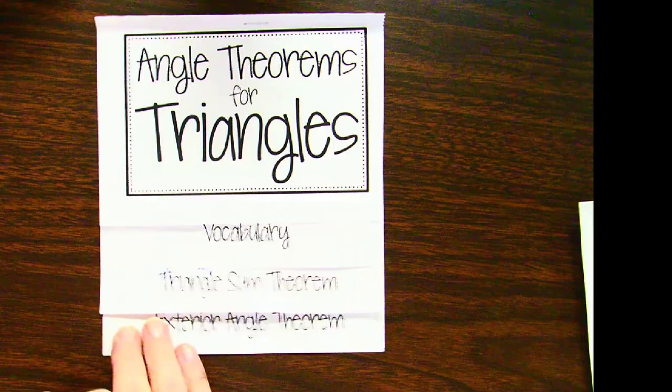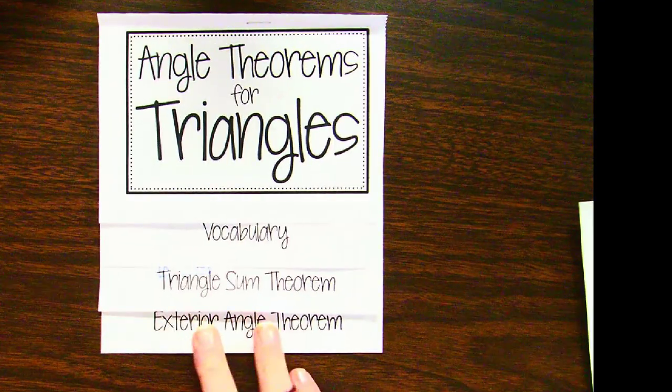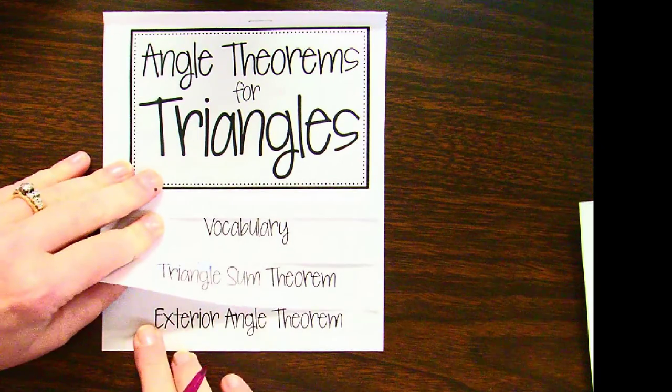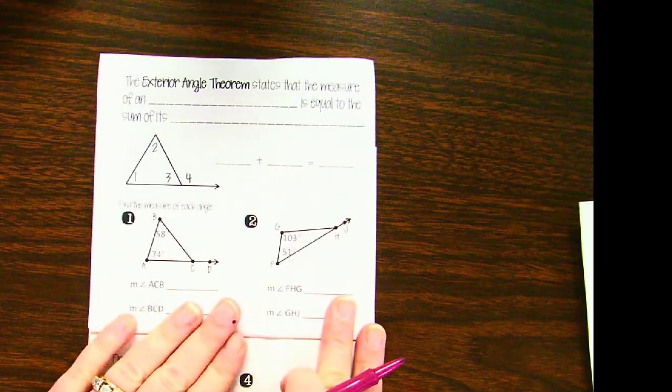So we're going to finish up the angle theorem for triangle foldable. We're going to go to the last page for exterior angle theorem. So flip to this page.